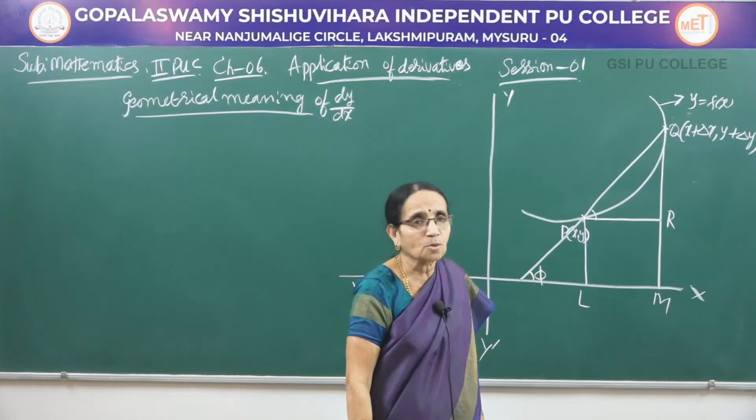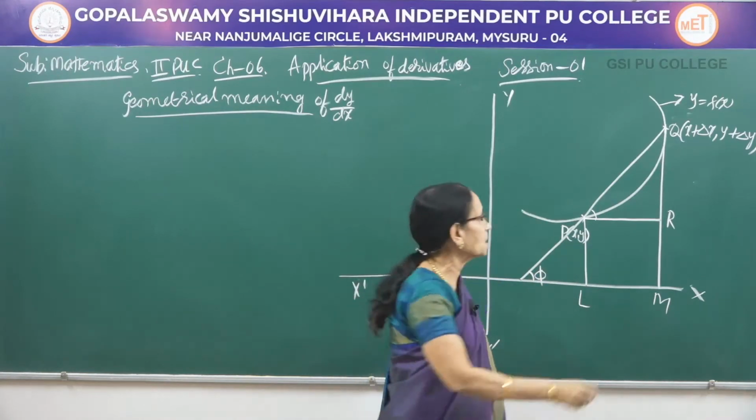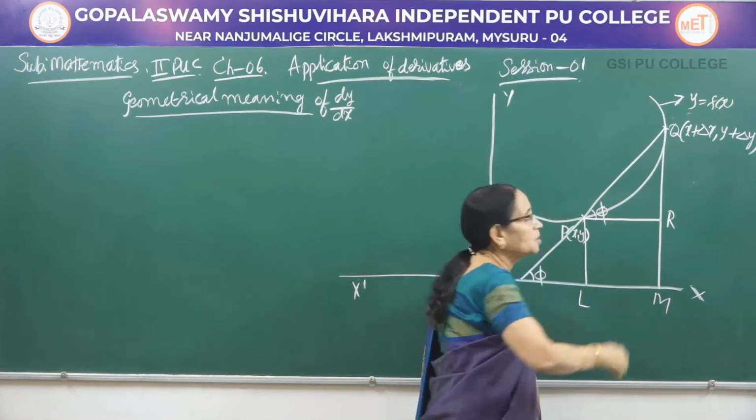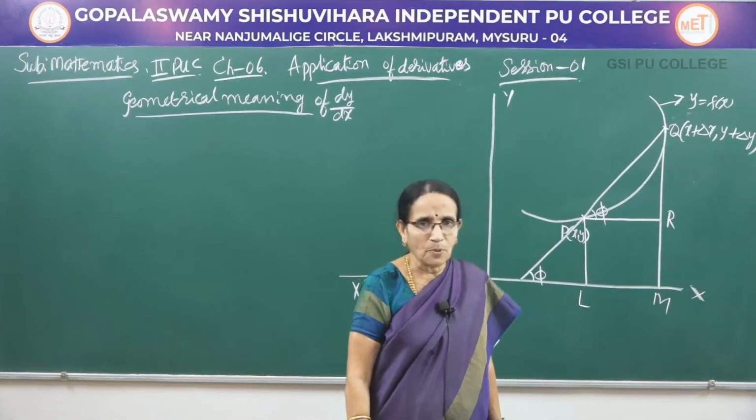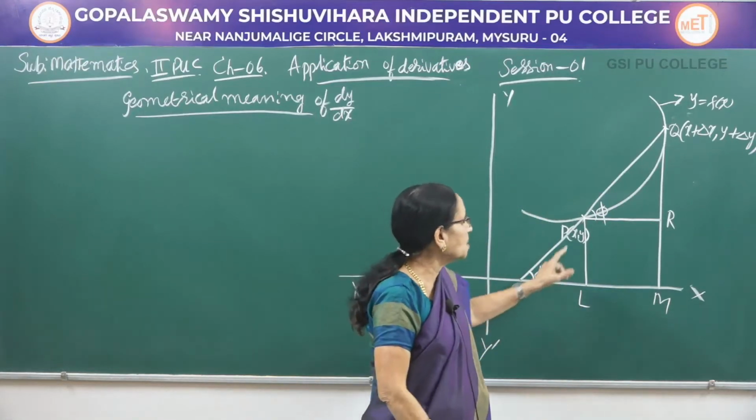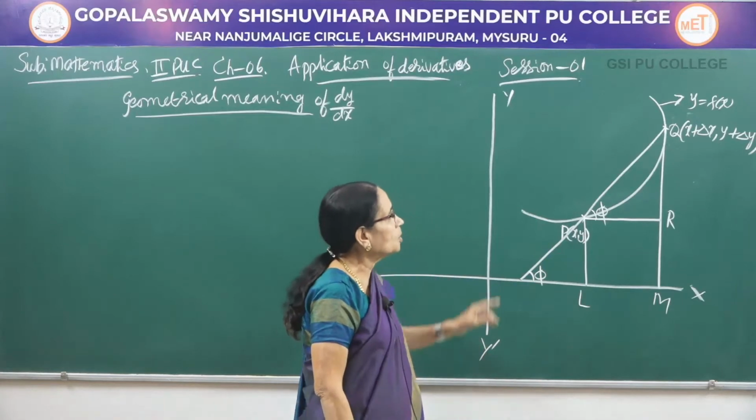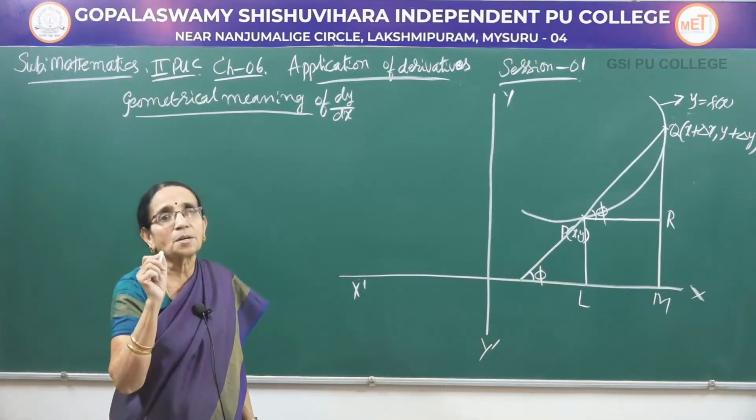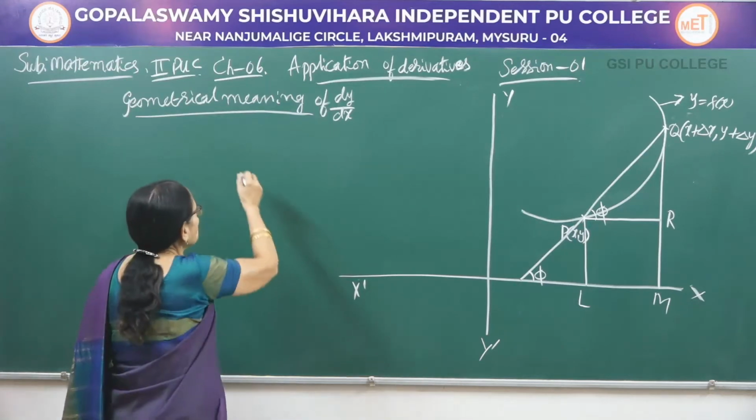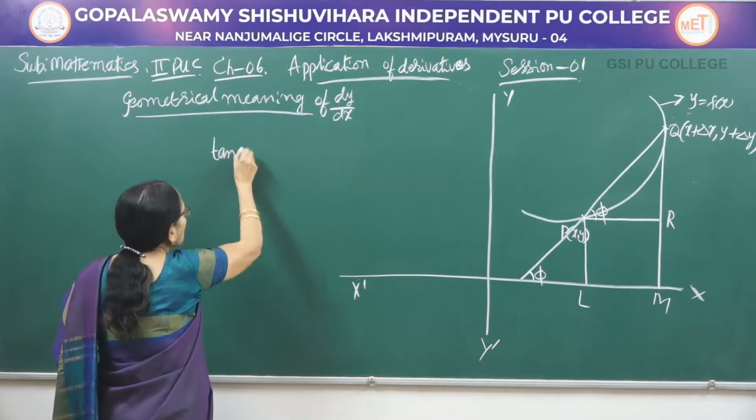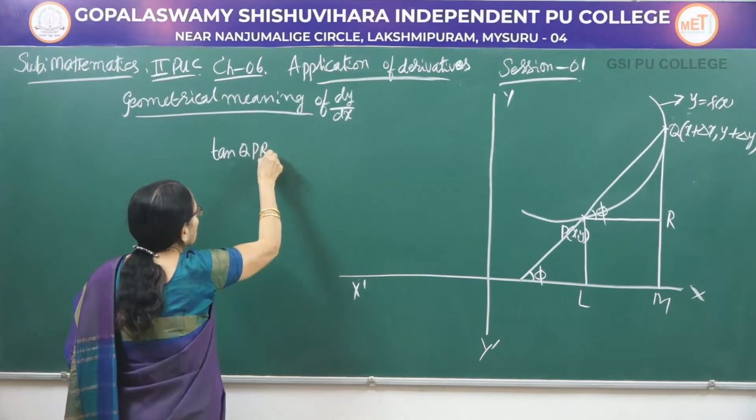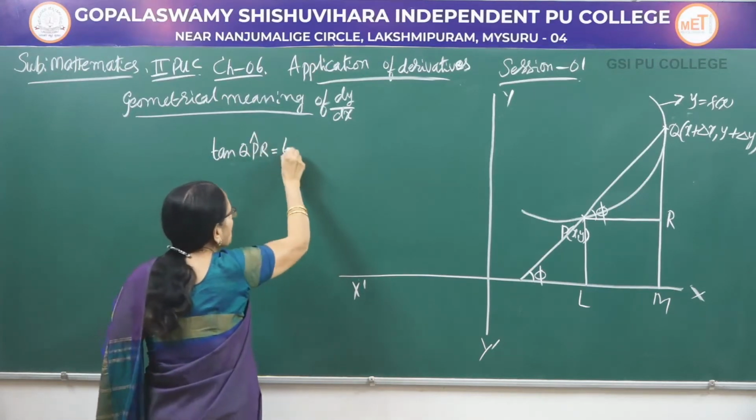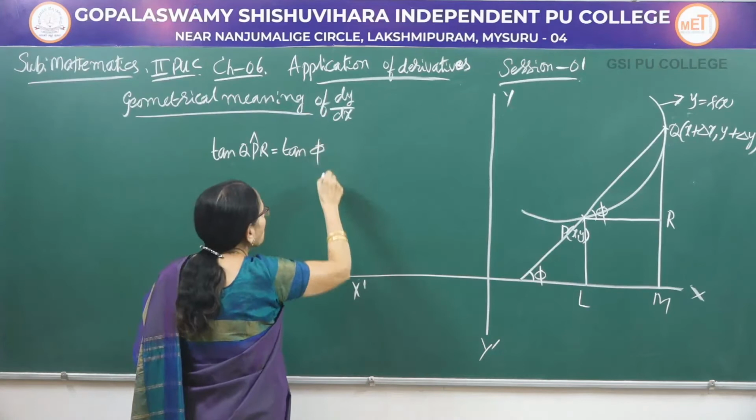You have learnt this in high school. They are called the corresponding angles. So, this angle will also be equal to phi, isn't it? When this is phi, that will also be phi. Now, because it is a right angle triangle, you can define any trigonometric ratio. I am considering tan of QPR. Tan of QPR is tan of phi.